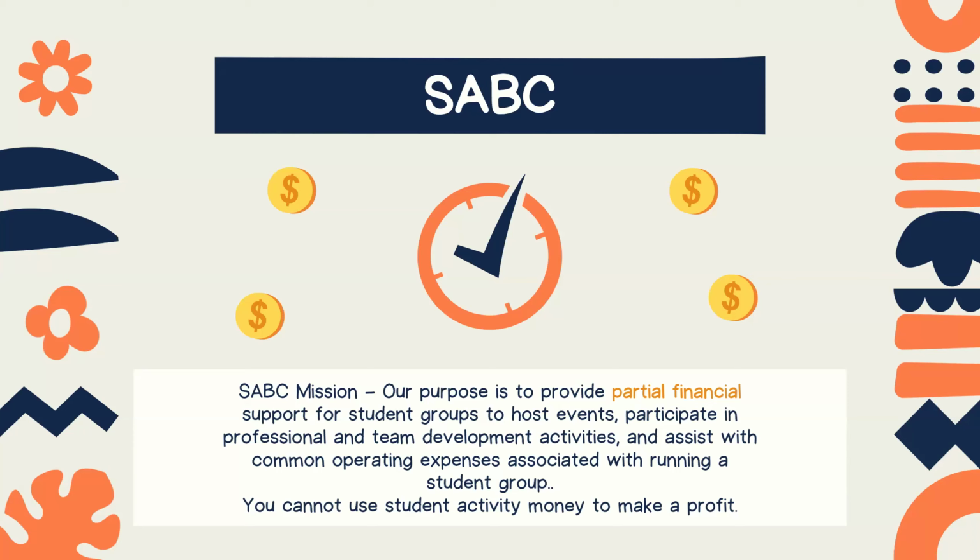One thing that you need to keep in mind about SABC funds is that those funds cannot be used to purchase things you are then going to sell. So you can't use student activity money to make a profit. SABC can't float you the money to purchase t-shirts that you're then going to turn around and sell for a profit and then just get all of that revenue as your own.